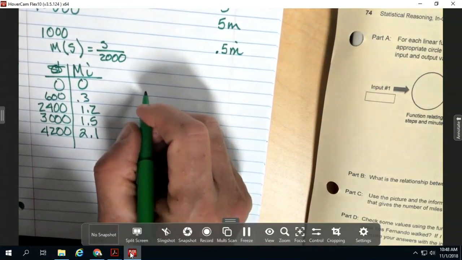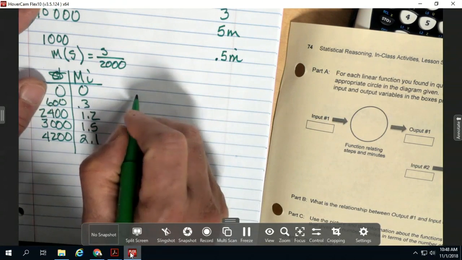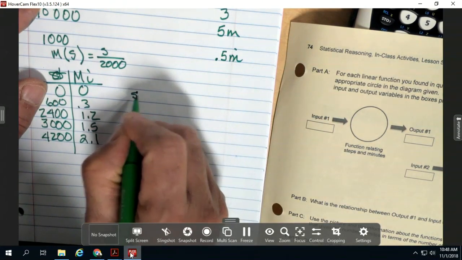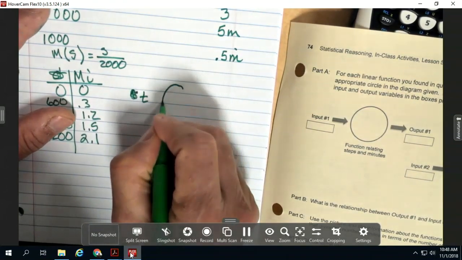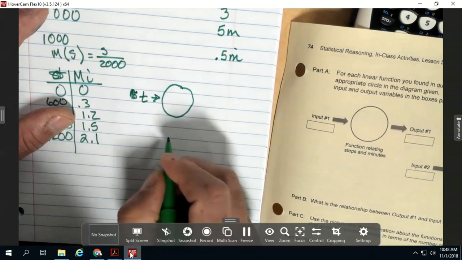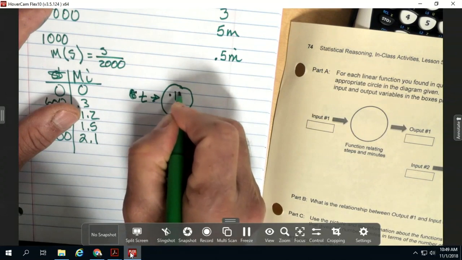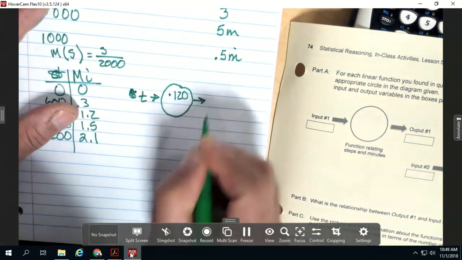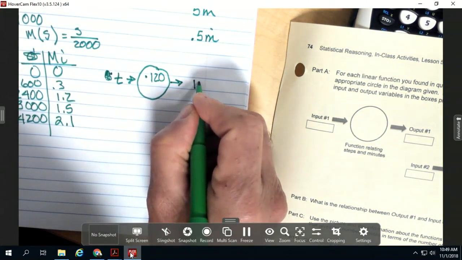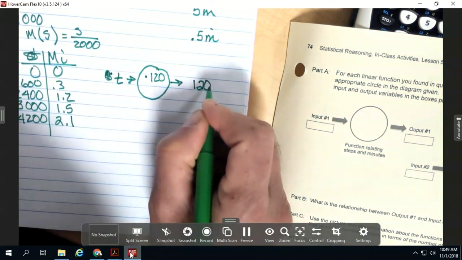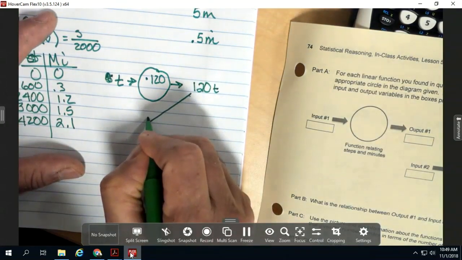He decides to combine this information to determine the number of miles he walks in terms of the time that passes. So for part A, he inputs the number of minutes, time. He puts that into his machine, and his machine says, oh, I know what to do. I will multiply by 120. So what does he get out if he multiplies by 120? 120 t.